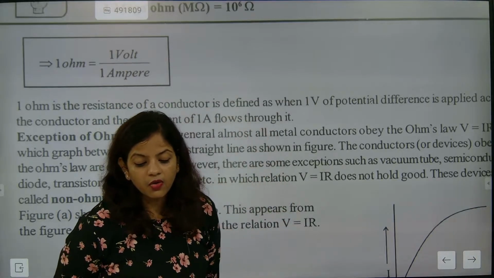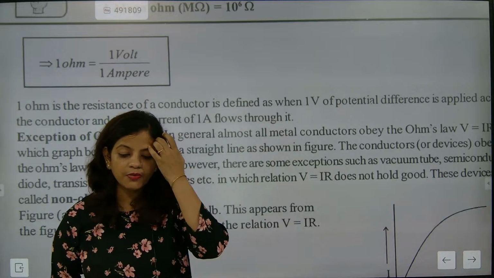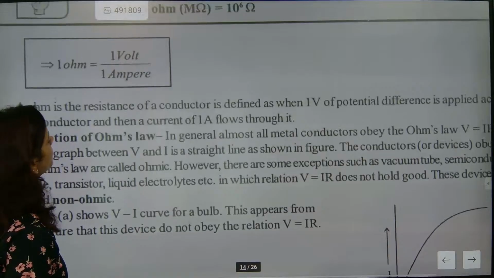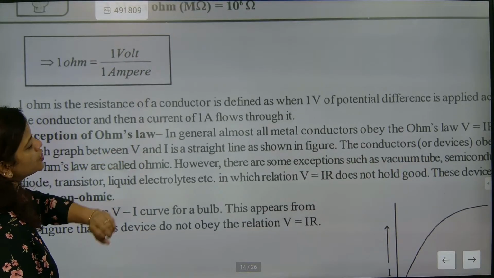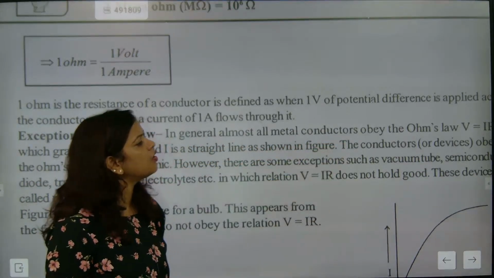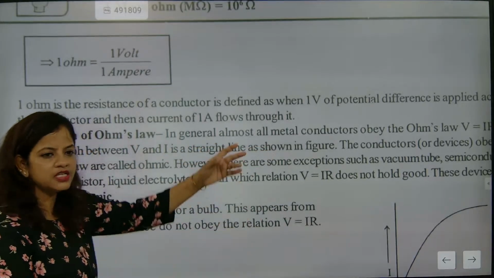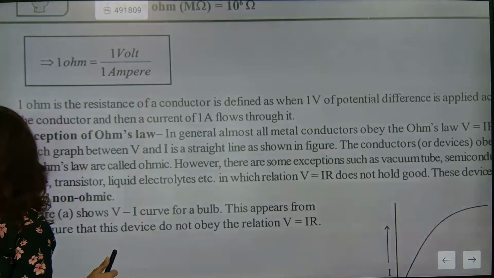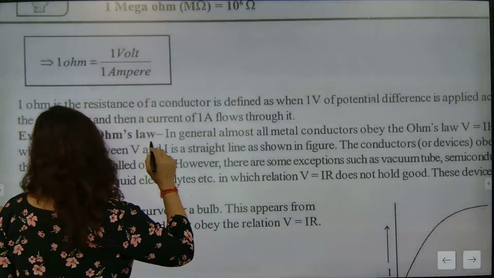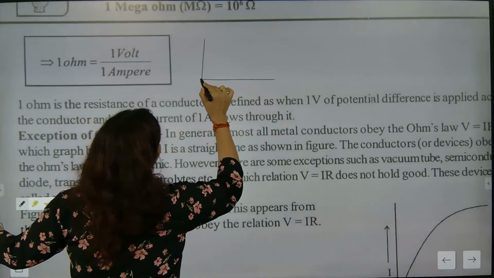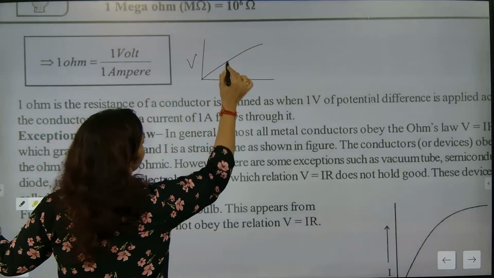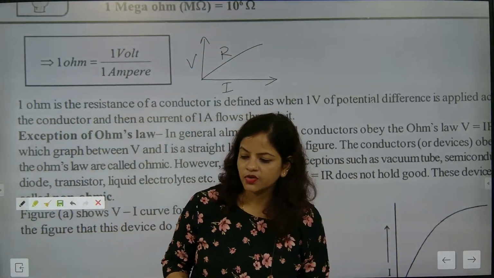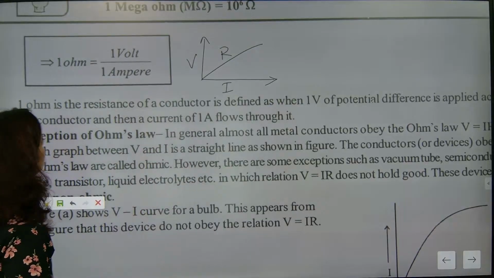So now, beta, non-ohmic devices. Now we are going to talk about non-ohmic devices. If somebody asks you about ohmic devices, say exceptions of Ohm's law. In general, all metal conductors obey Ohm's law, that is V is equal to IR, and the graph between V and I is a straight line. So V by I is representing R. V is equal to IR.